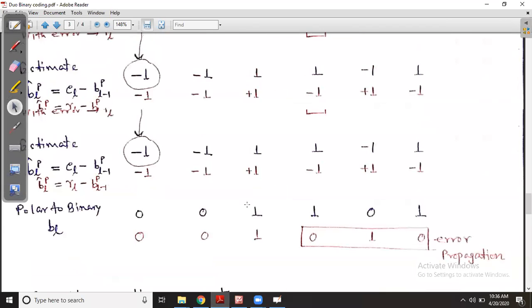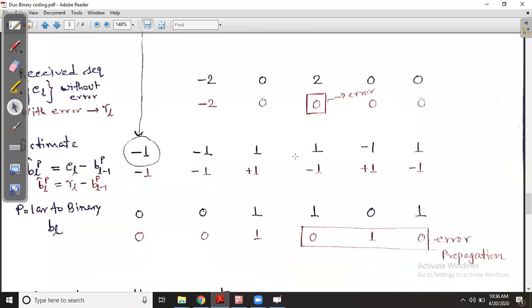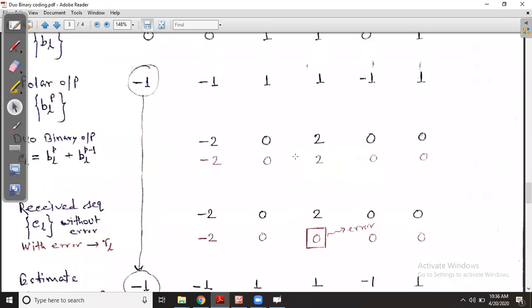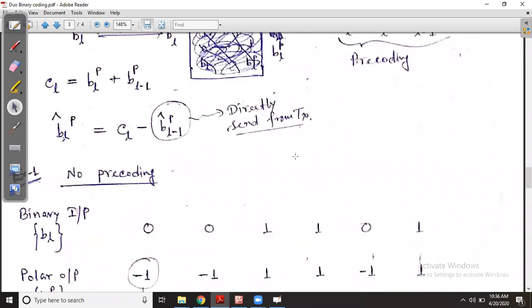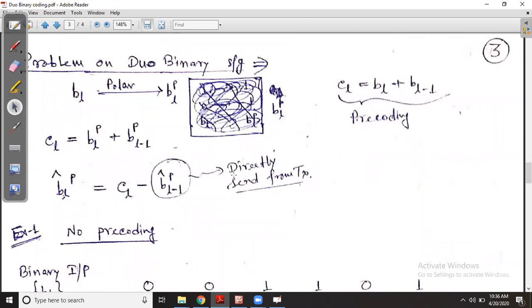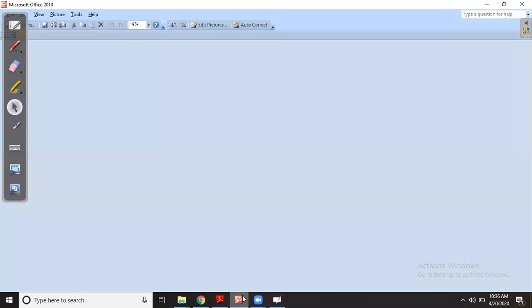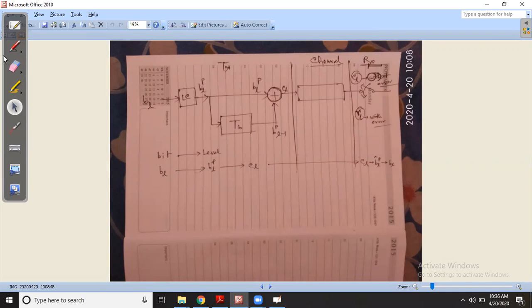Okay, sir. Today we are going to do one numerical on this duo binary pulse. So we discussed the block diagram of the duo binary pulse. This was the block diagram. I have again drawn it, and I modified it a little bit. I just added this part, which is nothing but the line coder.